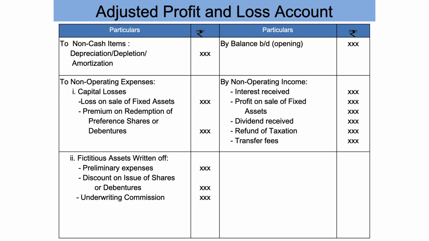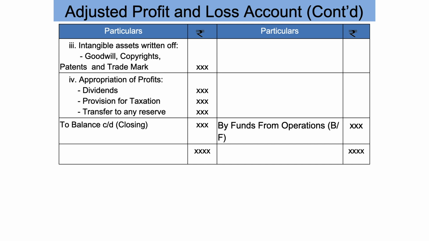Then fictitious assets written off, preliminary expenses, discount on issue of shares or debentures, underwriting commission, that is commission paid to underwriters. Then the credit side, non-operating income, interest received, profit on sale of fixed assets, dividend received, refund of taxation, transfer fees. These are the example for non-operating income. Other non-operating expenses, intangible assets written off, that is goodwill, copyright, patent and trademark. Then appropriation of profits, dividends, provision for taxation, transfer to any reserve.